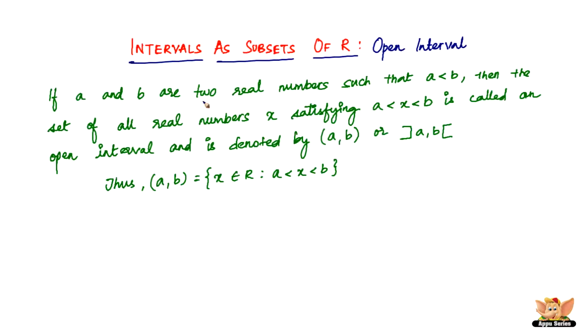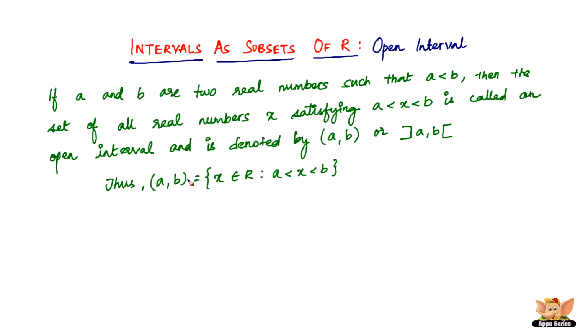Here we've got a simple explanation for open interval, just like closed interval. If A and B are two real numbers such that A is less than B, then the set of all real numbers x satisfying x greater than A and less than B is called an open interval and is denoted by (a, b) in between smaller brackets, or like this. You just invert those square brackets: for closed interval it was closed, here you open it up. That's the only difference.